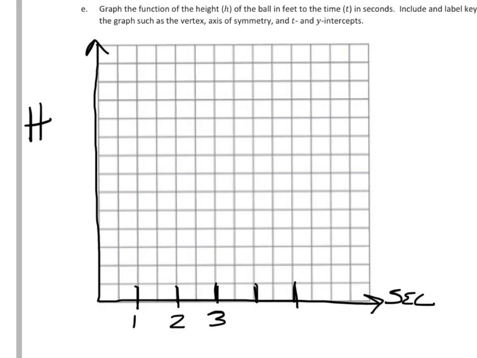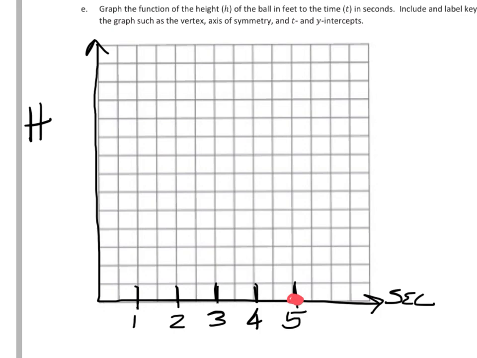1, 2, 3, 4, 5. And we know that an important point already is 5 seconds here, hitting the ground. Another important point is that we know it had a height of 60 feet when the ball was thrown. And we know we have to go up to 132.25 feet. So let's see how we can mark this off.